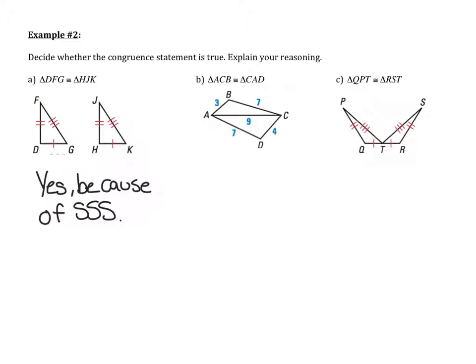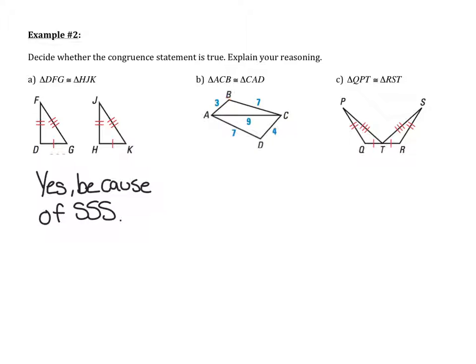Part B says triangle ACB is congruent to triangle CAD. So ACB is this triangle, and then I have CAD. I need to show that all 3 sides are congruent, so I can use the side-side-side postulate. I see here that BC is congruent to AD. This segment is shared by the 2 triangles, so it'd be congruent to itself.